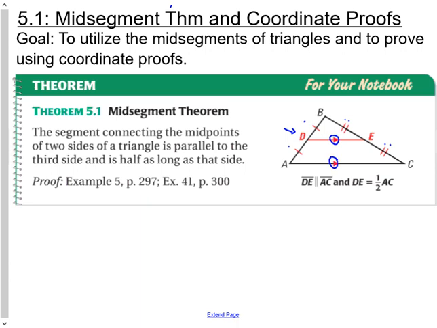Secondly, this theorem tells us that the side the mid-segment is parallel to is twice that length. So DE is half of AC, or again, if you don't like fractions, you could rewrite this as 2 times DE will get you AC. So some math involving that.